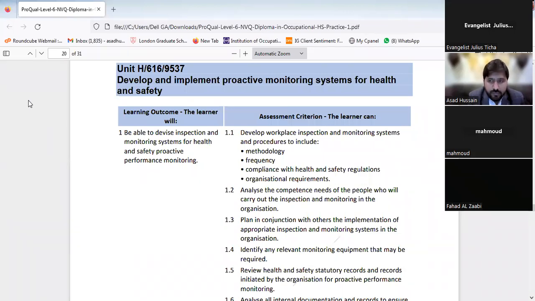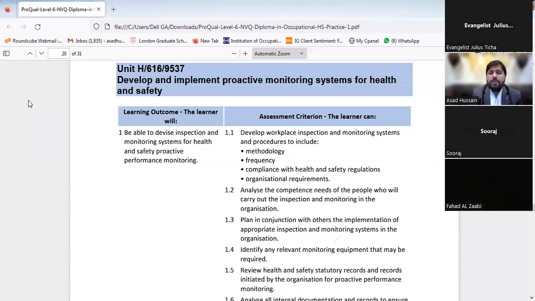What about health monitoring also? Yes, sorry. You are asking about what? Sorry, teacher, I can't hear you properly, please. I mean, we can use health monitoring also as proactive monitoring. Yeah, the audit will be considered in proactive monitoring. Yes, I'm talking about health monitoring also. Brother, unfortunately, I can't hear you. He's asking about health monitoring.